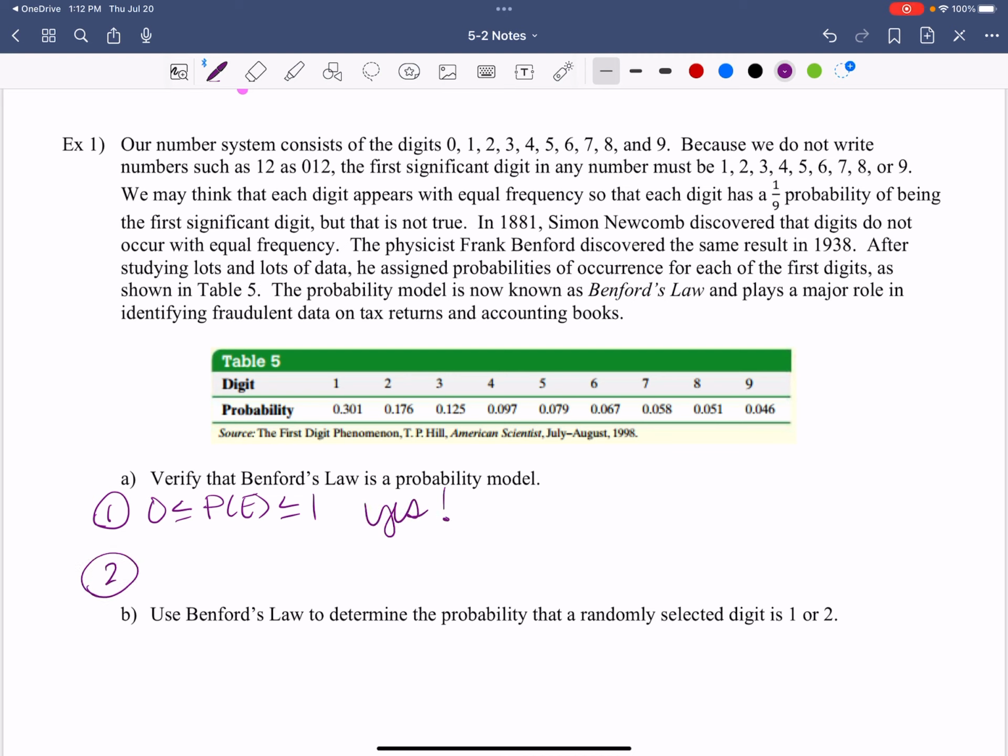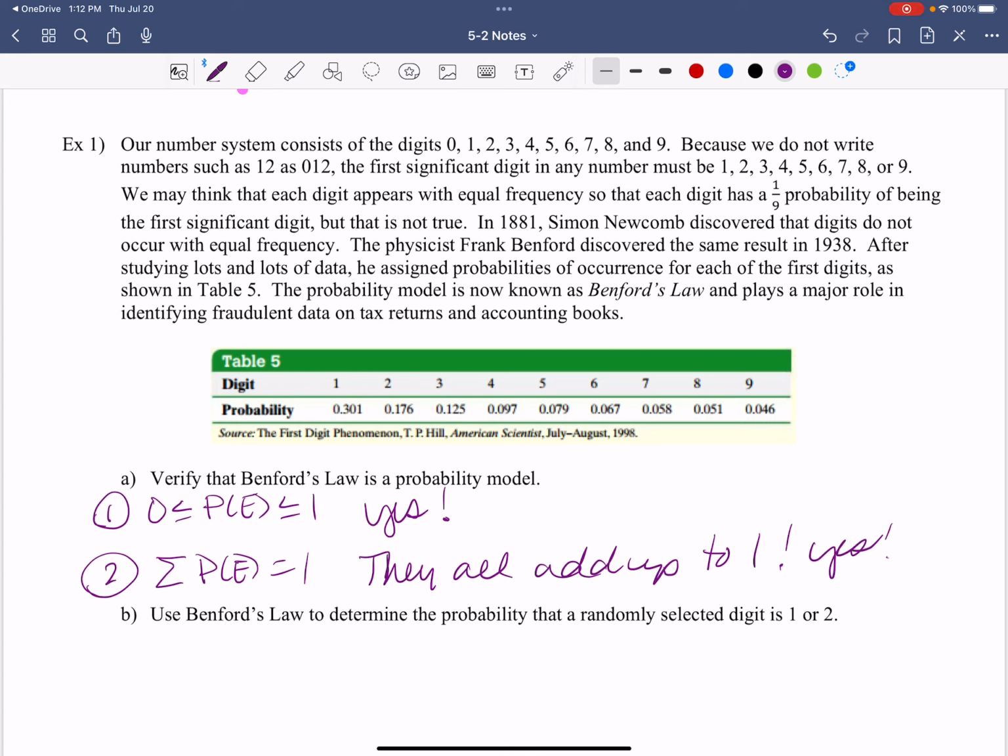What's the second criteria? They all add up to 1. Good. So I'm going to sum my probabilities to equal 1. Okay, so do that on your calculator. Add all those up. If you add all those together, what do they equal? Yes, they all equal 1. They all add up to 1. So yes. So is this a probability model? Yeah, because it meets both of those criteria.